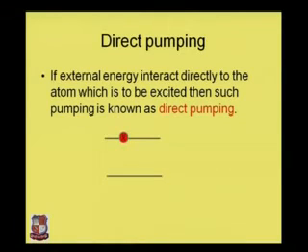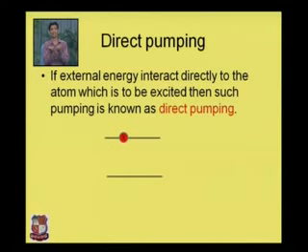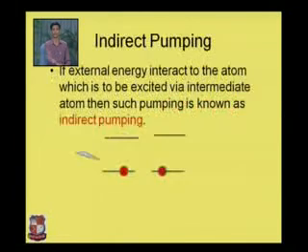So if you have an external energy, and if you want to excite this atom, and your external energy directly interacts with this atom and excites this electron, then such kind of pumping is known as direct pumping. So in direct pumping, the external energy or the external photon interacts directly with the atom which is going to be excited.